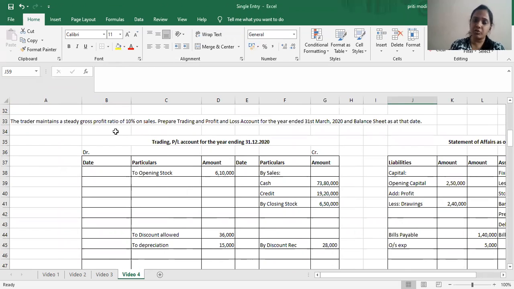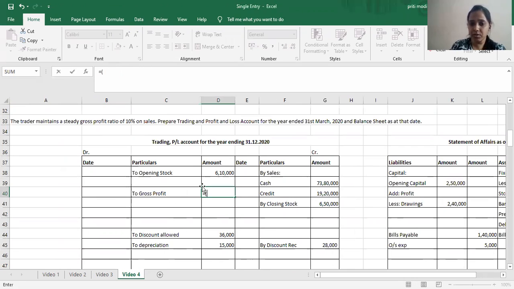We know 10% GP is there. So I'm writing it over here: to gross profit, 10% on sales. Total sales is how much? Total sales is 73 lakh 80,000 plus 19 lakh 20,000, and on that 10% is your GP. So your GP is coming to 9 lakh 30,000. Correct? If your GP is 9 lakh 30,000, so how much will be your purchase?